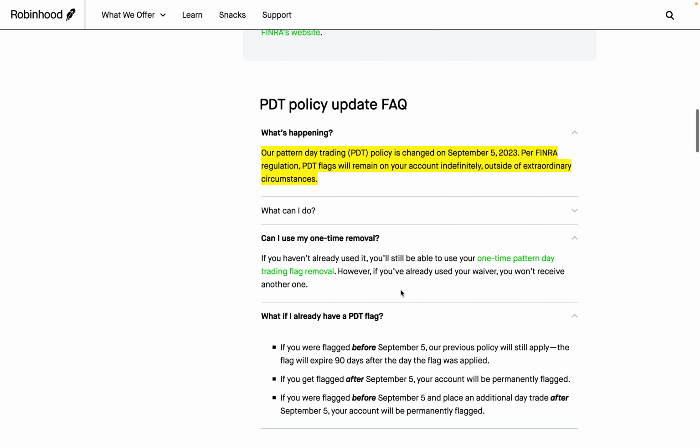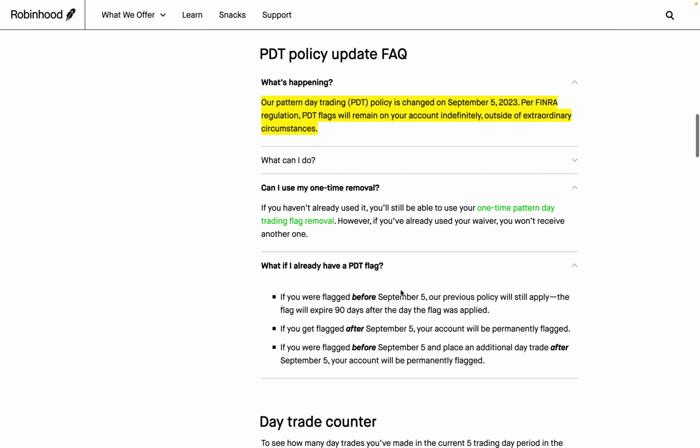Now, what if you already have a PDT flag? So if you were flagged before yesterday, then the previous policy applies. The flag will expire 90 days after that flag was applied. Now, if you get flagged after yesterday, your account will be permanently flagged. If you were flagged before September 5th and play an additional day trade after September 5th, your account will be permanently flagged. So it's a big change, right?